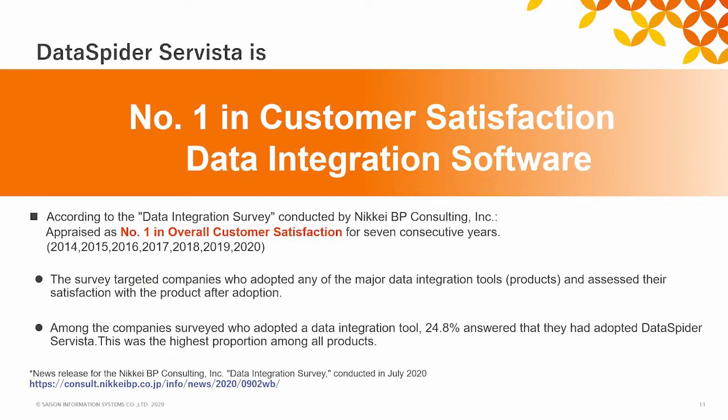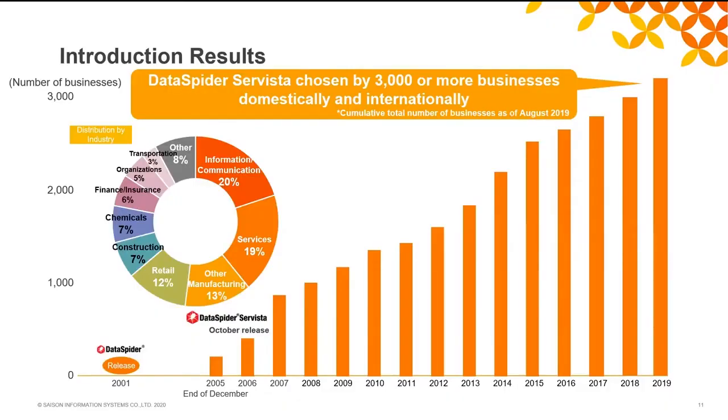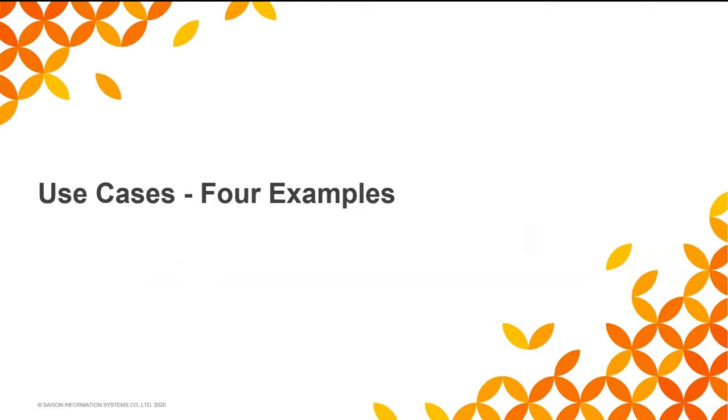In recognition of DataSpider Servista's unique features and functions, we are ranked as the #1 data integration software in the overall customer satisfaction in a survey conducted by Nikkei BP Consulting. Also, we have been ranked as #1 for 7 consecutive years. Furthermore, as of the end of August 2019, DataSpider Servista has over 3,000 customers. As shown in the graph, various companies, regardless of industry, are using our products. Let me introduce the 4 use cases as examples of DataSpider Servista utilization.